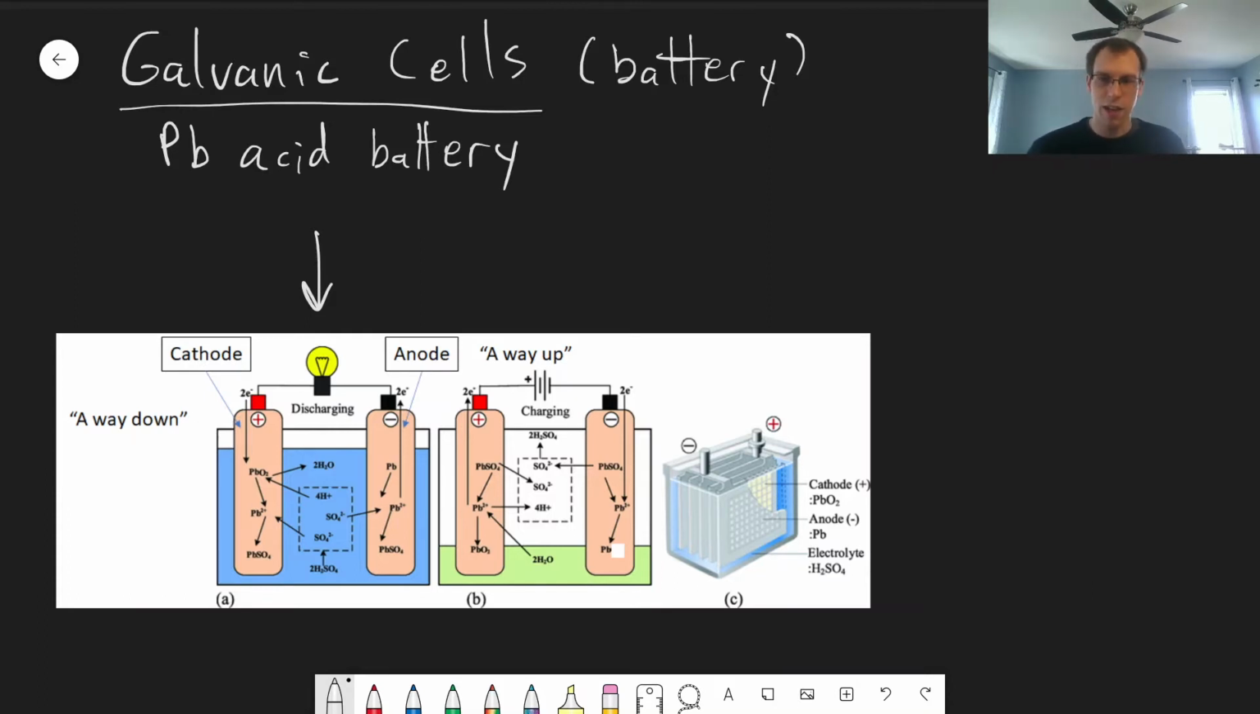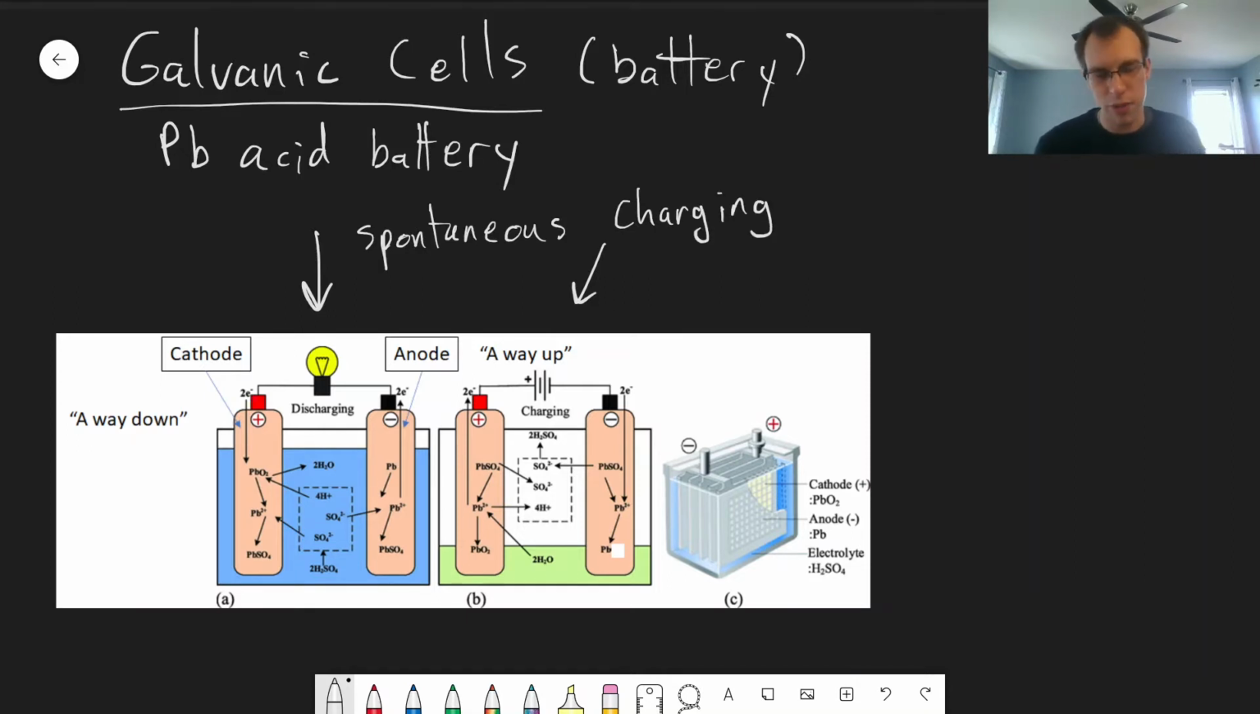And so we can either set it up where we have a spontaneous reaction occurring and electrons flowing. So this represents the battery discharging. Or we can set it up if we apply current, we can charge the battery up. And so this here is we're charging the battery, kind of running it opposite of how it would run when it's discharging. And so the total reaction happening here in this particular battery, let me see if I have enough space here.